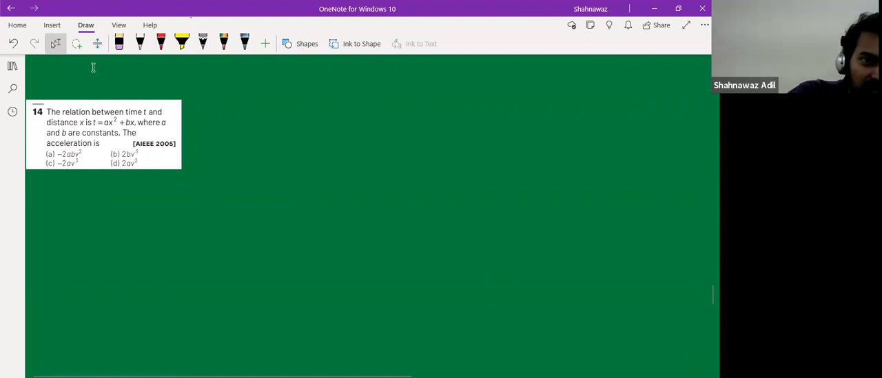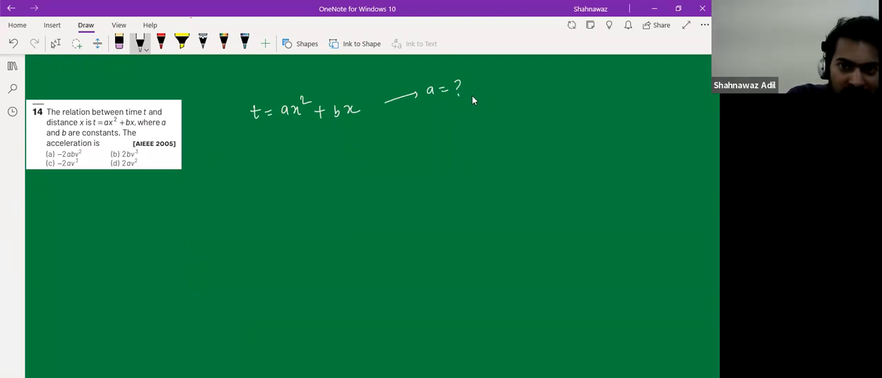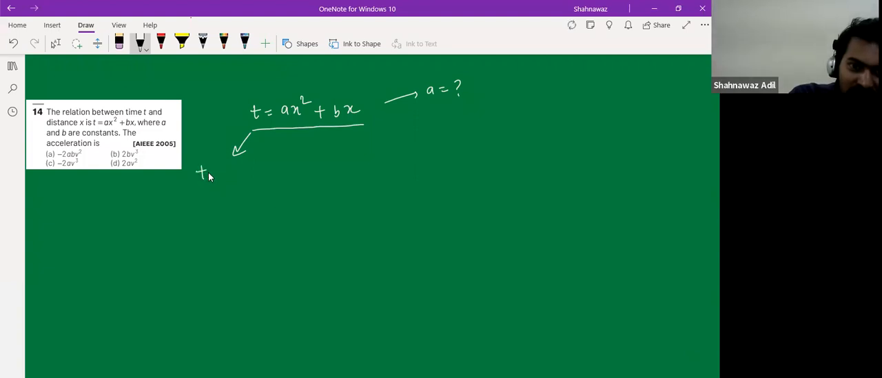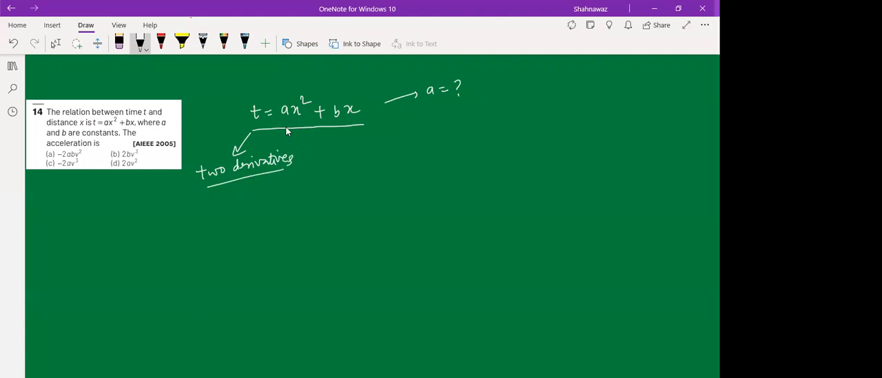So the same kind of question. Okay, so your distance is given. The function of the distance is given, which is t = ax² + bx, right? And you want to calculate the acceleration. So what is the goal here? The goal is simple. Find the acceleration. You have to take two derivatives, right? Yes, sir. So let's take the two derivatives.